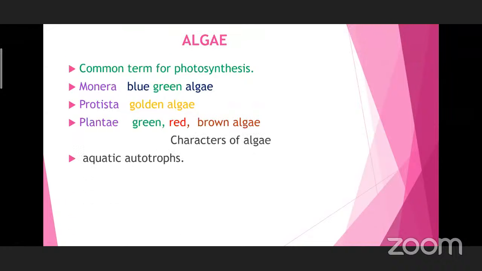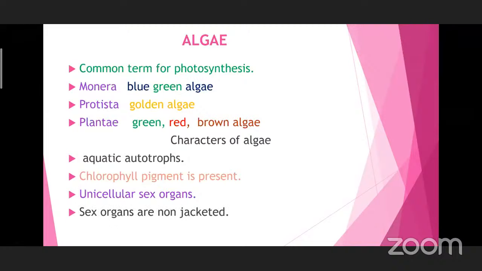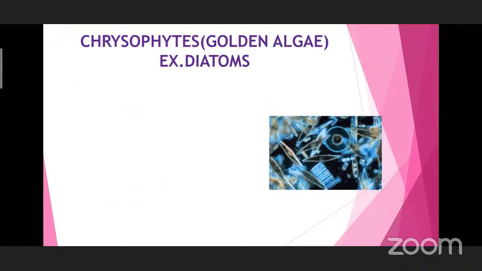Next, some of the characteristics of algae: they are aquatic, they are autotrophic in nature due to the presence of chlorophyll pigment, and they are unicellular. All of them have unicellular sex organs. Single-celled organisms generally have the cell itself participating in the sexual mode of reproduction. So it is a single unicellular sex organ, and that too non-jacketed. No jacket or membrane cover is provided. Gametophytic and sporophytic phases can be seen in this, with the gametophyte being the dominant one.